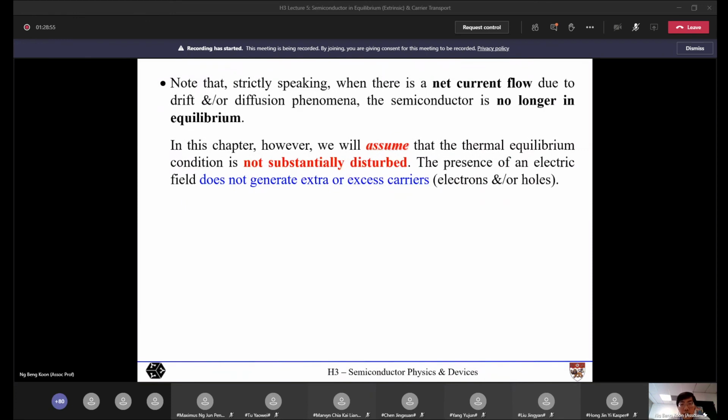And also that your electric field does not produce extra carriers in the semiconductor. So a lot of times we make such assumption, although strictly speaking, it's not thermal equilibrium condition anymore, but approximately. If the electric field doesn't produce extra carriers and the current doesn't change the concentration too much, we can still assume thermal equilibrium condition.